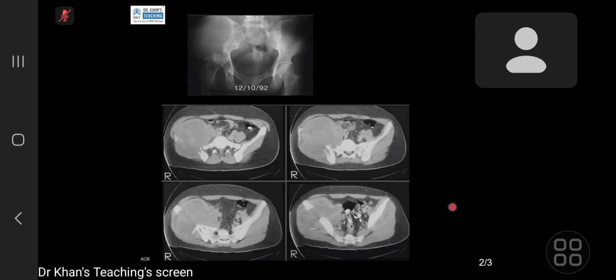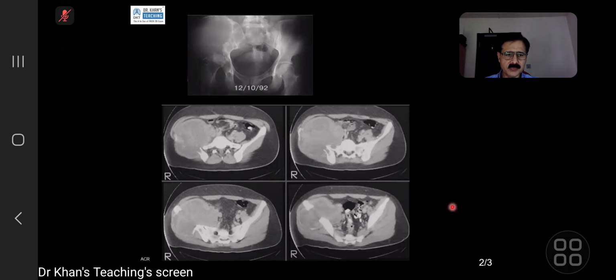aspect. Besides this, I think there is a large lytic area in the right iliac bone. So I think that is possibly because of a hemophilic pseudotumor, or there can be other DDs as well. But yes, that's the large lesion which I was seeing in the right iliac bone on the CT.